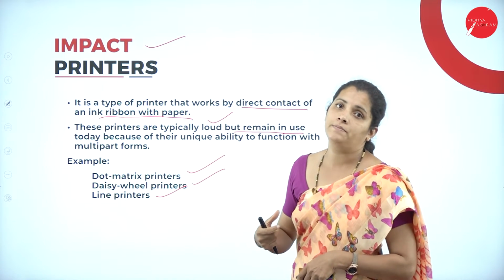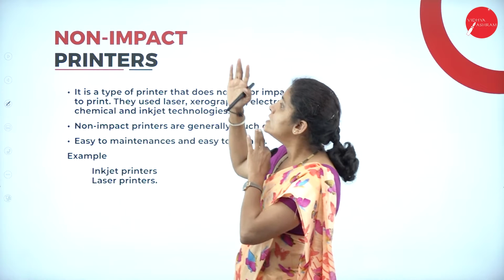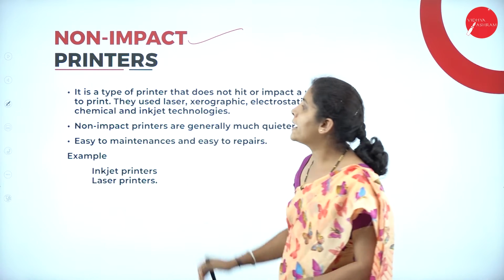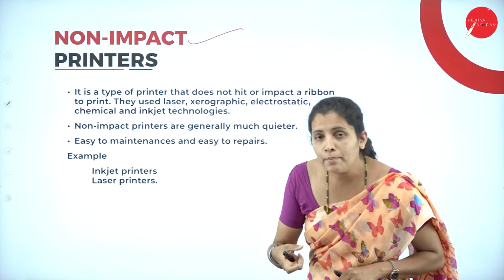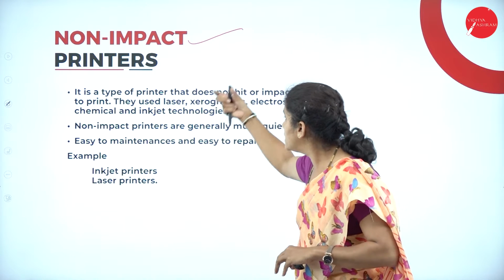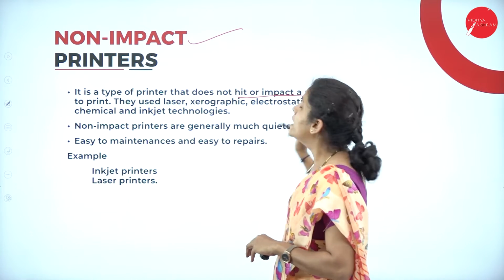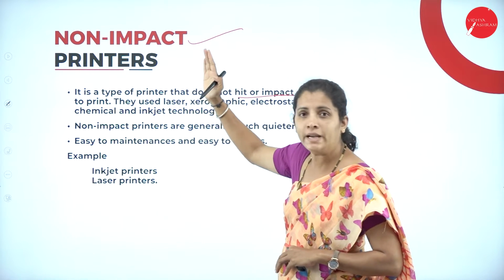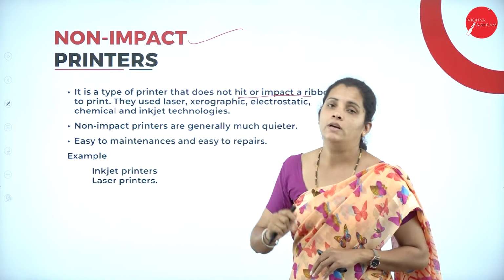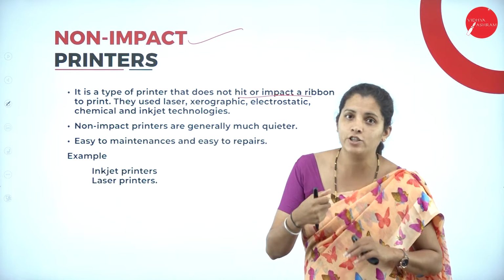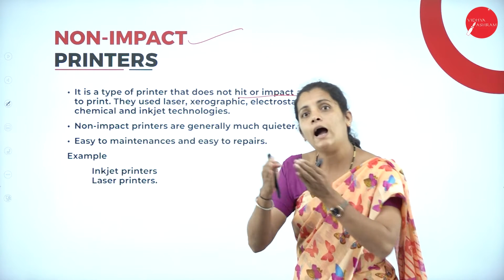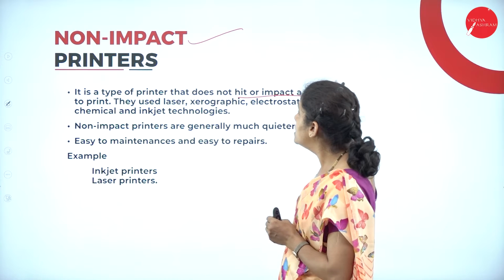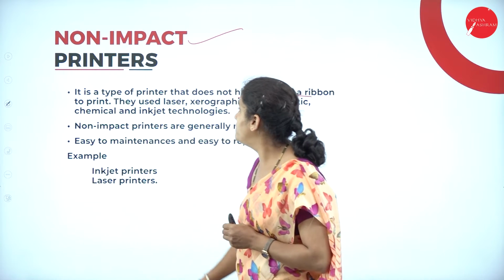Moving on to the second type of printer, the non-impact printer. It is a type of printer that does not hit or impact a ribbon. So it is a printer, but there is no interaction between the ribbon and paper.